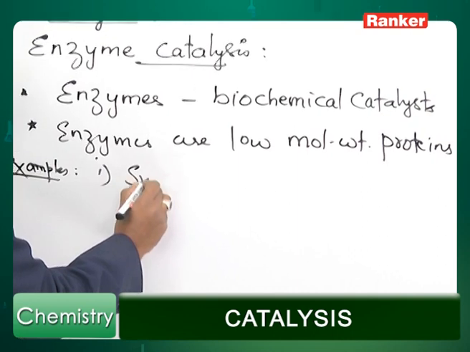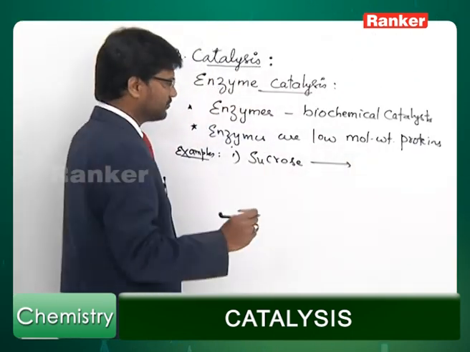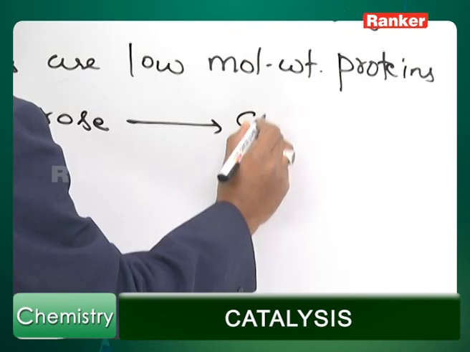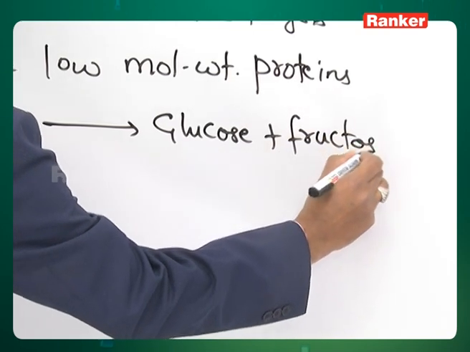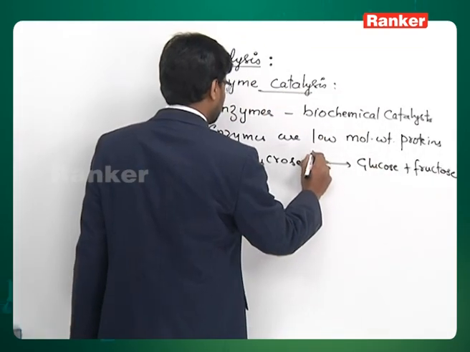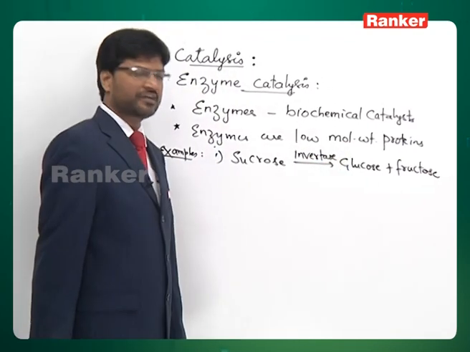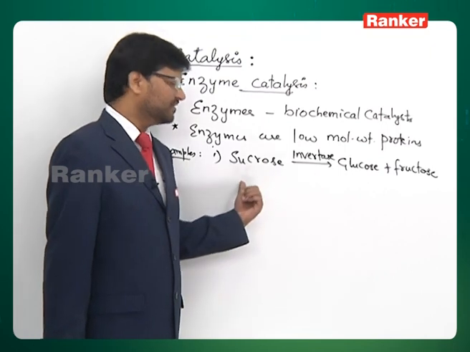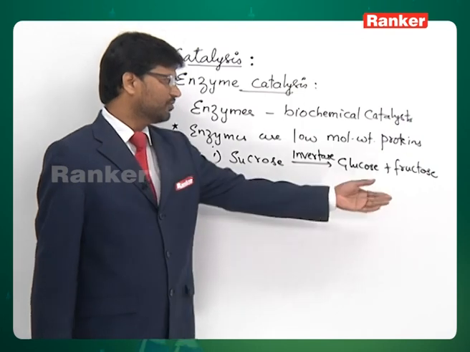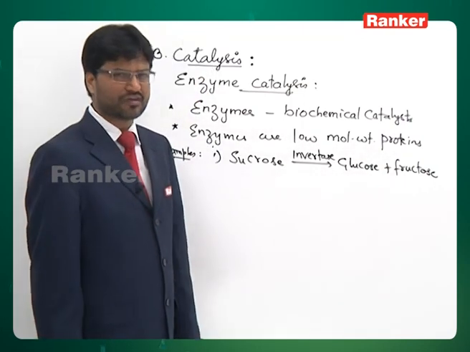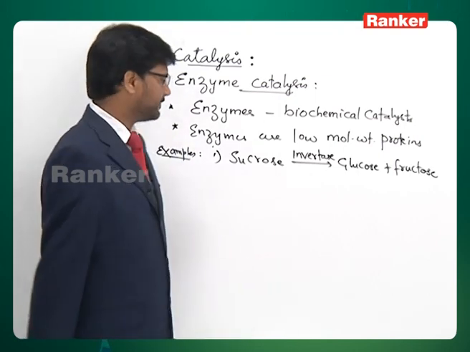Example 1, sucrose. Sucrose is a disaccharide. Sucrose breaks up into an equimolar mixture of glucose and fructose. This reaction is catalyzed by an enzyme called invertase. The name of the enzyme is invertase because in this reaction there is a change in the direction of optical rotation. You start from dextrorotatory sucrose and you end up with a mixture of glucose and fructose. The mixture is levorotatory.